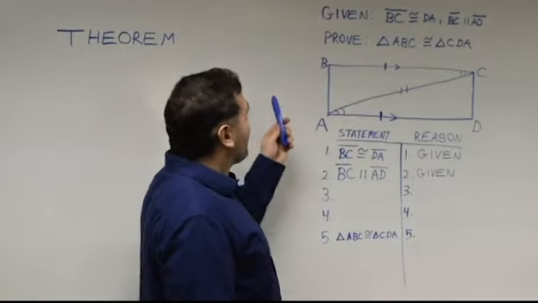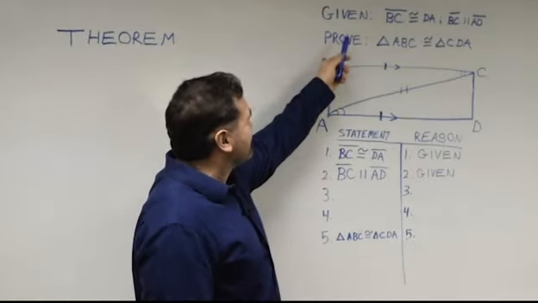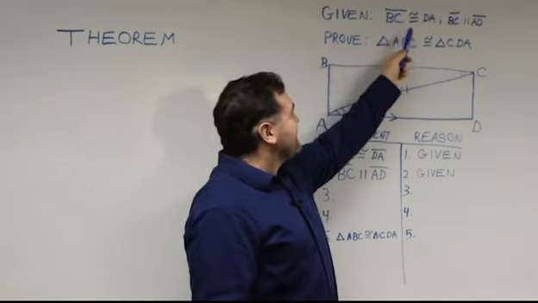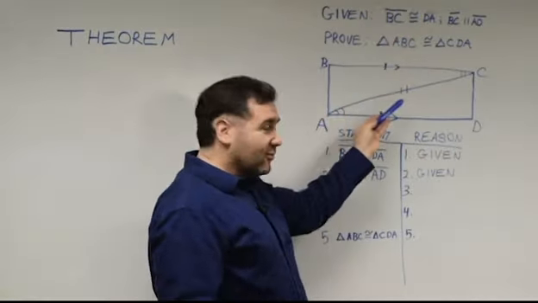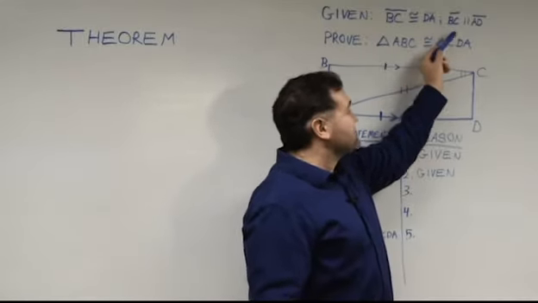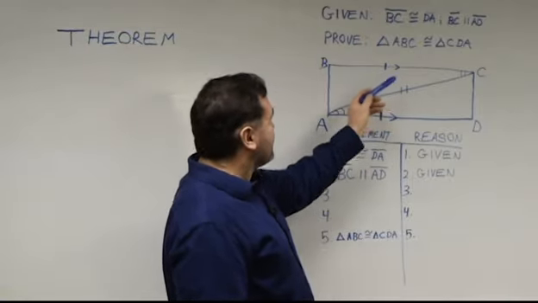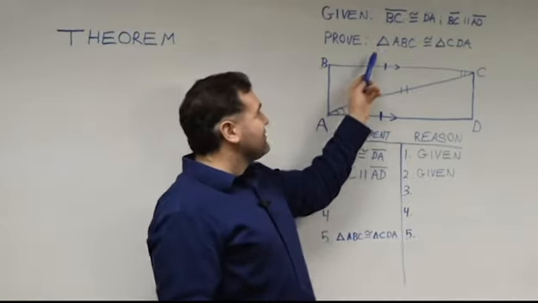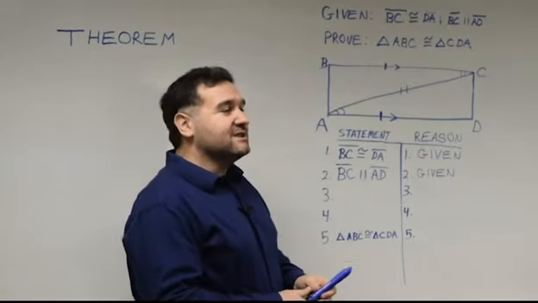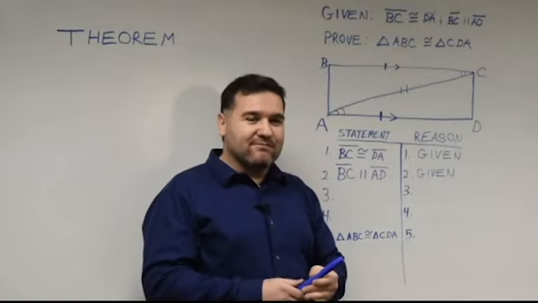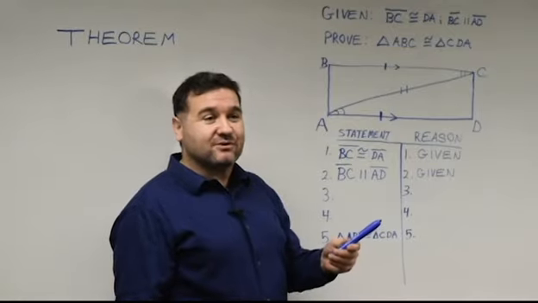So here we have triangle ABC and triangle CDA. We're given statements that side BC is congruent to side DA, and that's demonstrated in the drawing. And then side BC is also parallel to side AD, and that's indicated by these symbols on the drawing. Our objective is to prove the triangle ABC is congruent to triangle CDA. Well, let's go ahead and build a flow chart or a roadmap of all the steps we need to prove that these triangles are congruent.